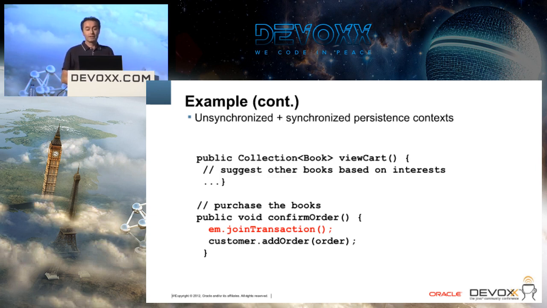And then finally, when they say, oh well, I'm going to buy this, again we take the unsynchronized entity manager, we join the transaction, and we commit that change. So I have multiple entity managers in the same transactional EJB, yet they are behaving quite differently. And that's a new feature, this unsynchronized feature. It's probably been a long time in coming, actually, to get this feature in here.